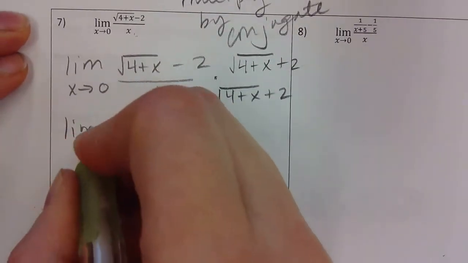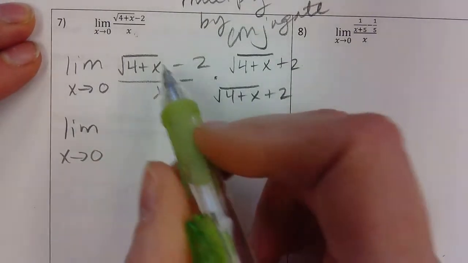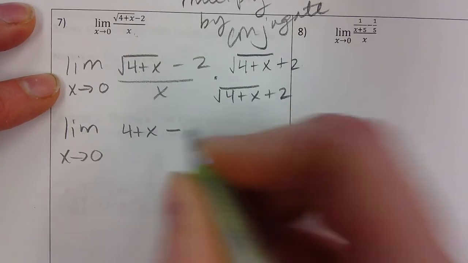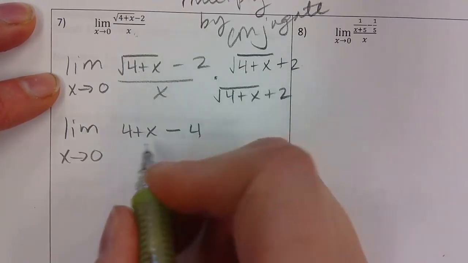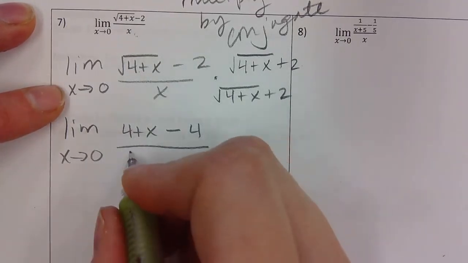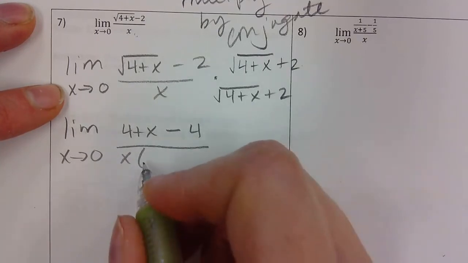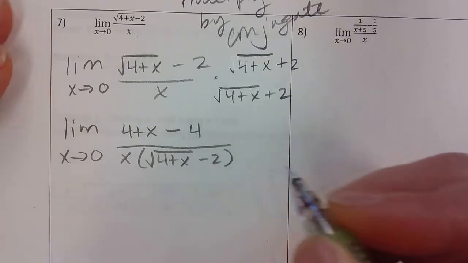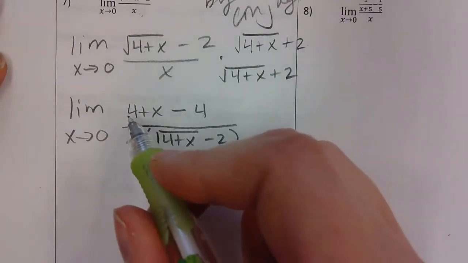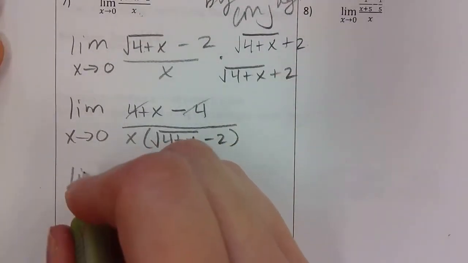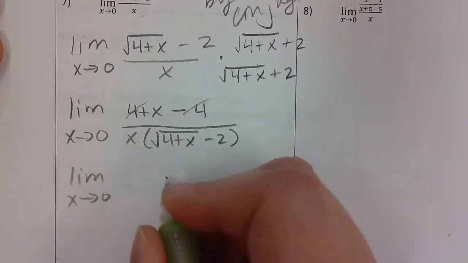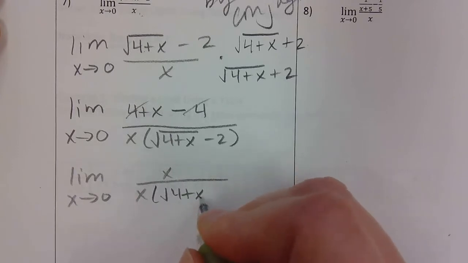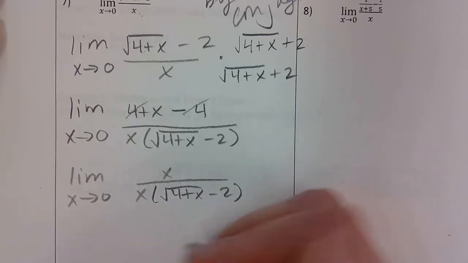And so now I'm going to have the limit as x approaches 0 of, if I have the square root of 4 plus x squared, that's just going to be a 4 plus x minus, and then 2 squared is just 4. And then my denominator will be the x times square root of 4 plus x, and then minus 2. All right. So in my numerator, the 4 minus 4 is just going to leave x. And then I have a factor of x in the top and bottom I can get rid of.